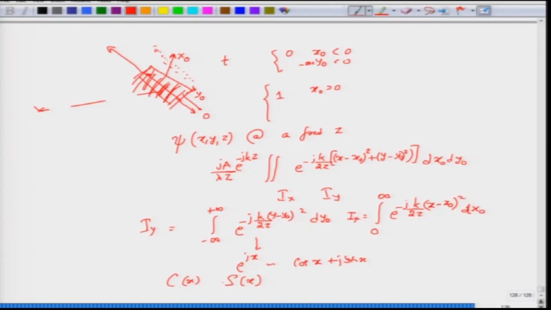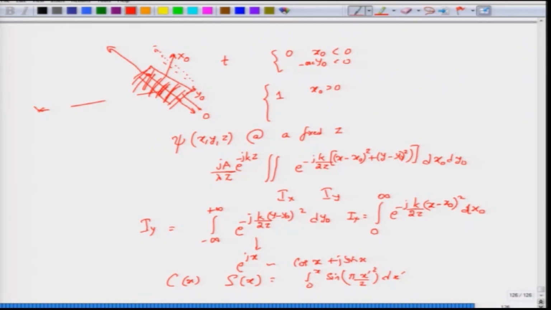These are specifically defined as follows. S of x is defined as the integral from 0 to x of sine of pi x prime square divided by 2, dx prime, where x prime is a dummy variable. Similarly, you will have C of x given by this, replacing sine by a cosine function.